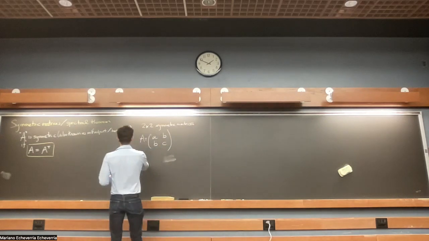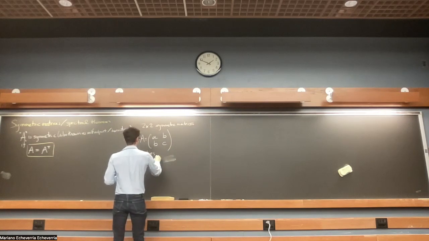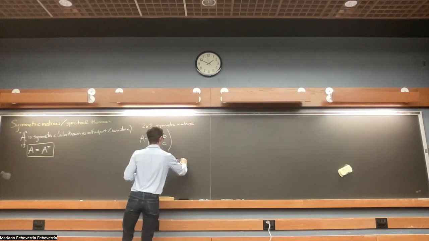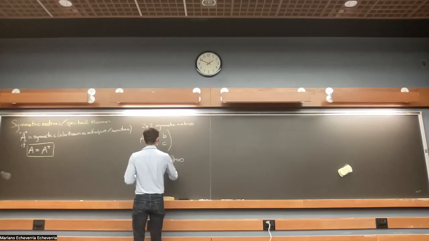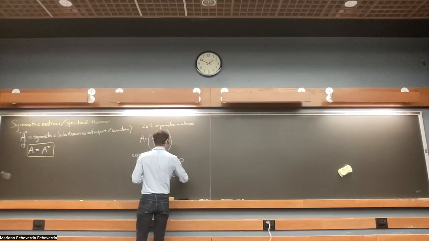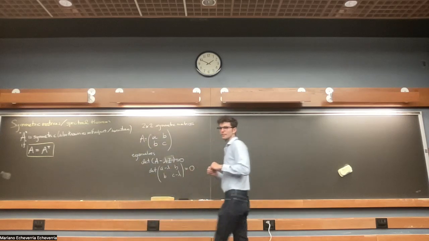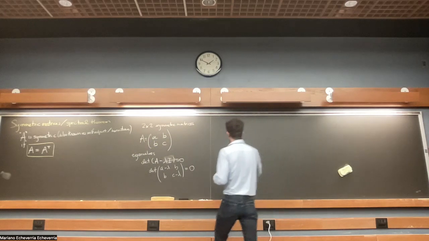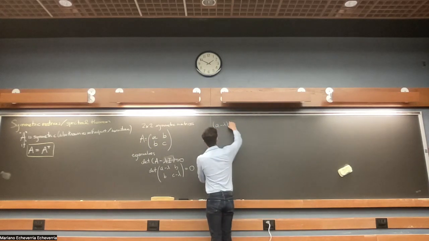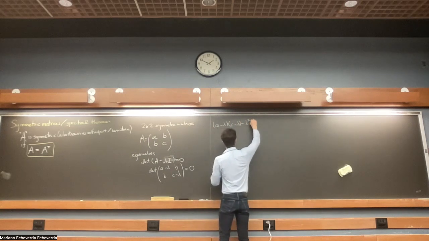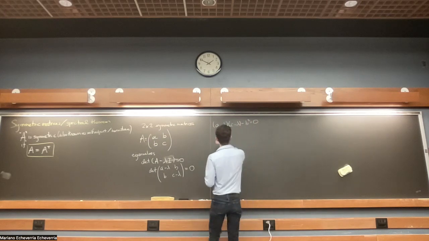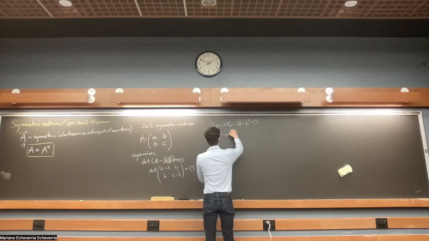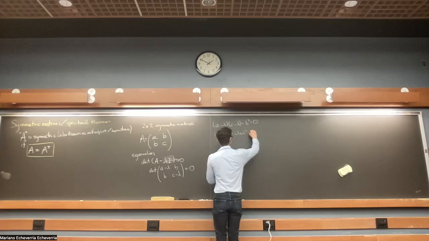So remember that for the eigenvalues, we have to look at the determinant of A minus lambda I equals 0, right? So this is the same as the determinant of the matrix with entries A minus lambda, B, B, C minus lambda, equals 0. And this is (A minus lambda) times (C minus lambda) minus B squared equals 0. Now I'm just going to distribute that a little bit, so you get AC minus A lambda minus C lambda plus lambda squared minus B squared equals 0.